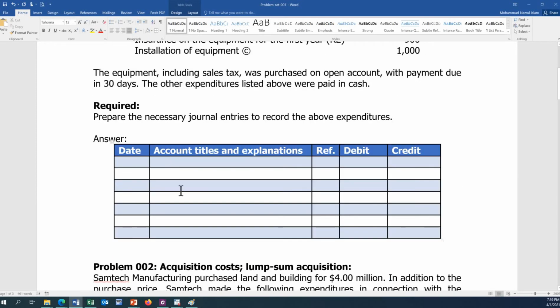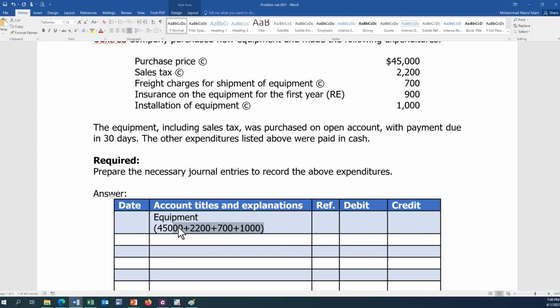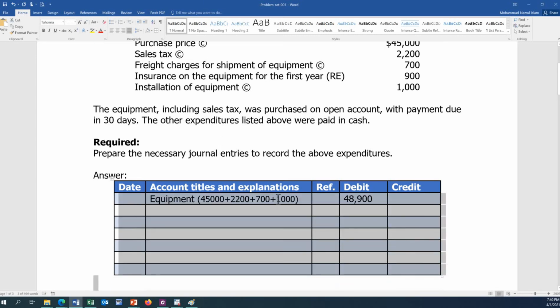So now the first one we'll be doing, equipment debit. The total is gonna be 45,000 plus 2,200 plus 700 plus 1,000. Okay, so equipment debit, the total is gonna be 48,900.